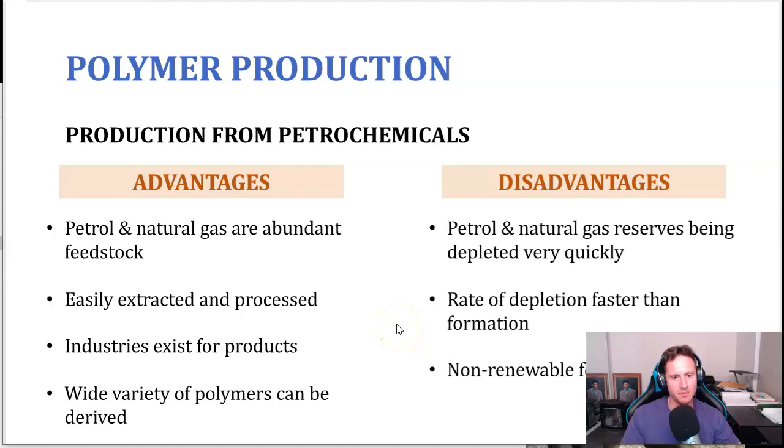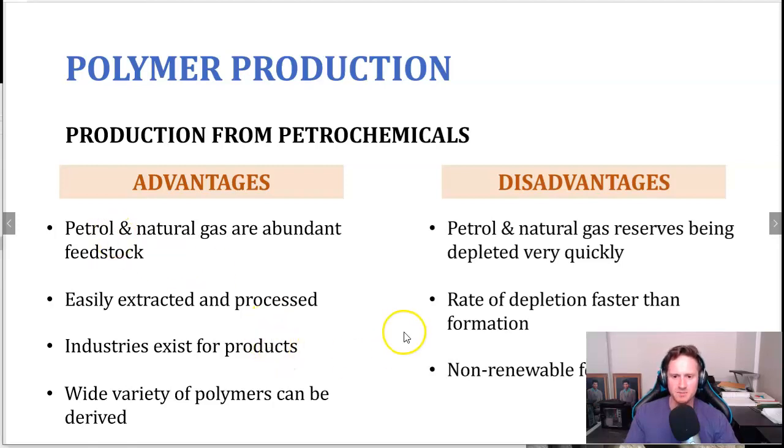So the advantages and disadvantages of production from petrochemicals. So we're talking about polymer productions here. So petrochemicals, petroleum. So the advantages, we've got lots of petrol and natural gas. So there's lots of it there. It's easily extracted and processed because we have the infrastructure. The industries exist for those products. So basically people want them. There's a wide variety of polymers that can be derived from those petrochemical feedstocks. So feedstock is talking about a chemical that we make other chemicals from.